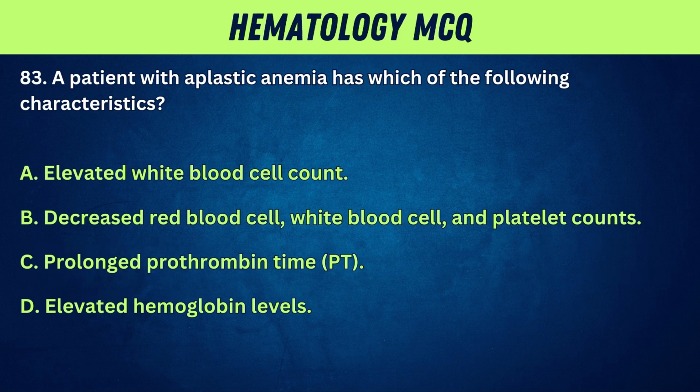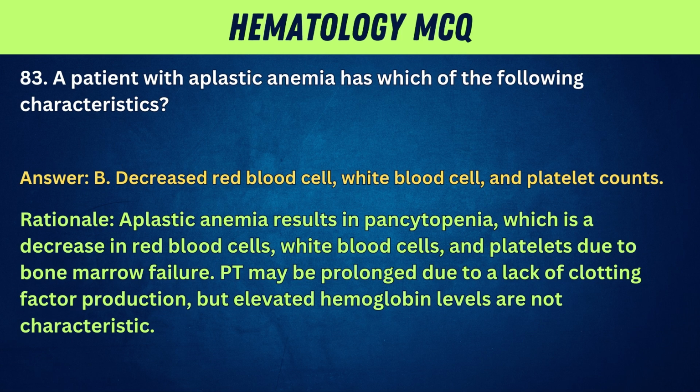83. A patient with aplastic anemia has which of the following characteristics? A. Elevated white blood cell count. B. Decreased red blood cell, white blood cell, and platelet counts. C. Prolonged prothrombin time, PT. D. Elevated hemoglobin levels. Answer: B. Decreased red blood cell, white blood cell, and platelet counts.